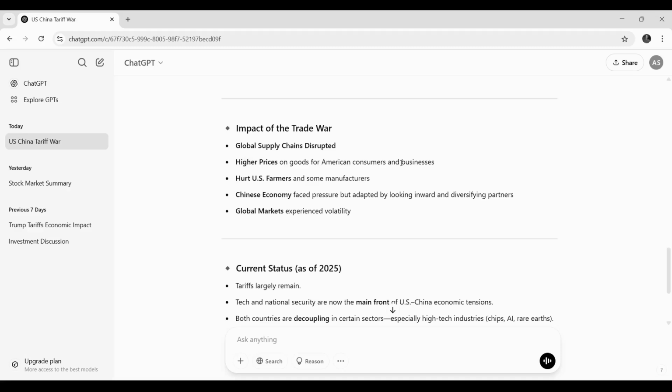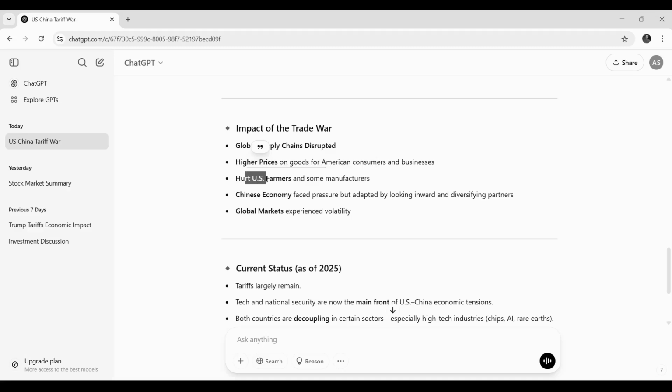Because there is a lot of tariff on imports by the US. Okay, because now the US is imposing tariffs on what it is importing. So who needs to pay the price for that? So consumers need to pay the price. American consumers need to pay the price. So that is why higher prices for American goods, American consumers, and American businesses.